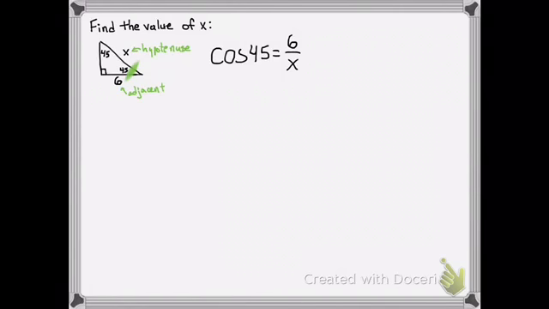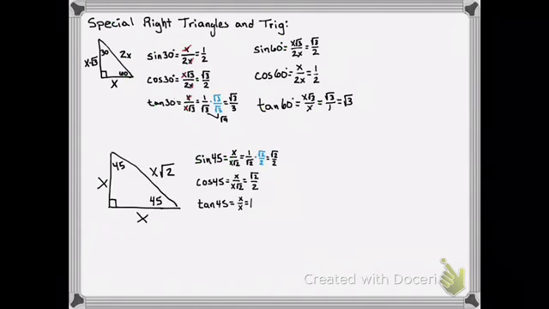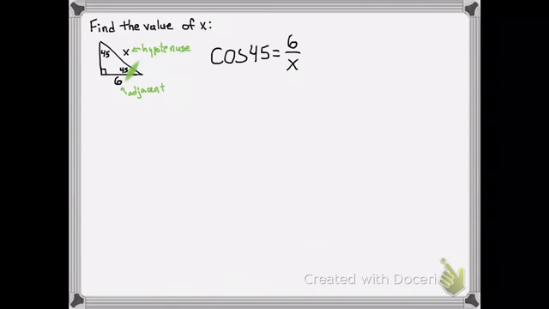Now, how can I figure out what x is? Well, no problem. I can figure out what x is because I have memorized the cosine of 45 degrees. If we jump back to this other slide, I can clearly see that the cosine of 45 degrees is always radical 2 divided by 2. Okay, so when I come over to this, cosine of 45, I can replace this entire side with the fraction, the square root of 2 divided by 2. And that's going to equal 6 divided by x. From here, I can solve this.